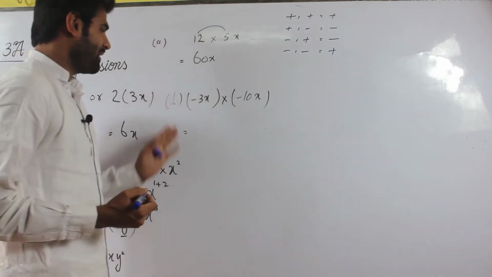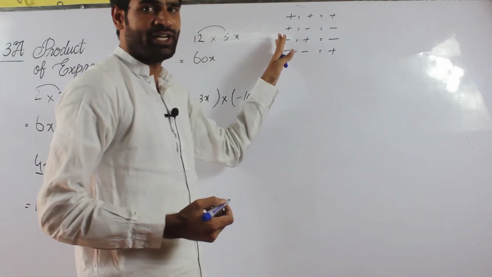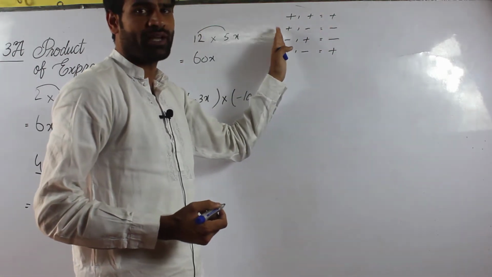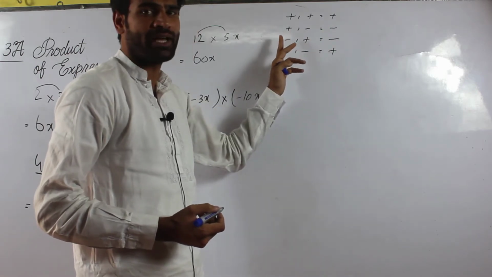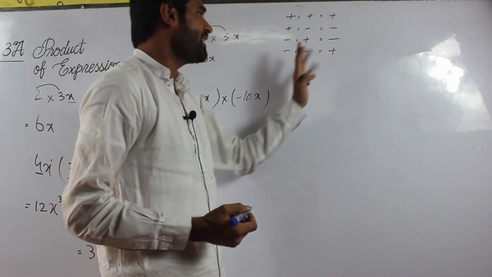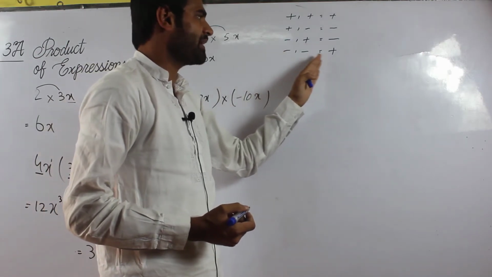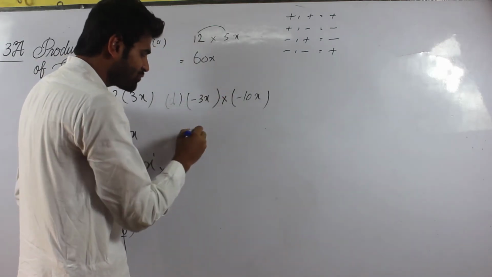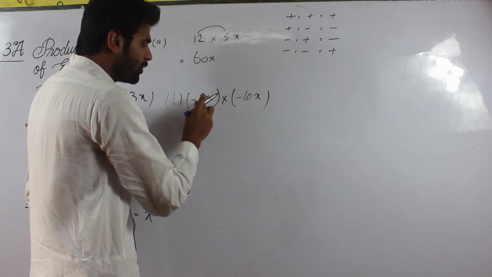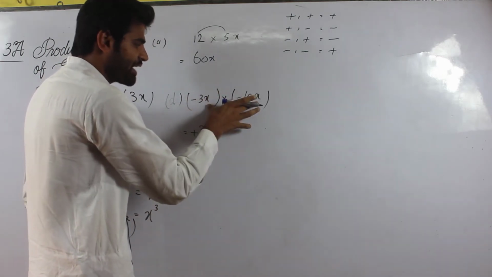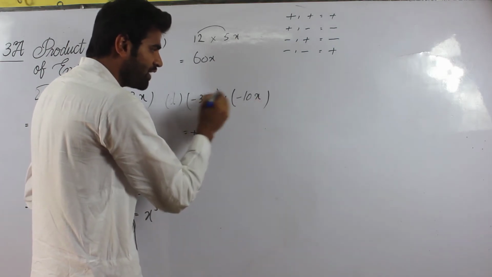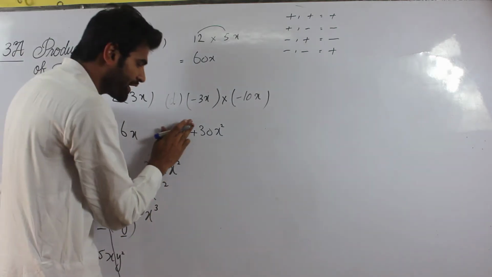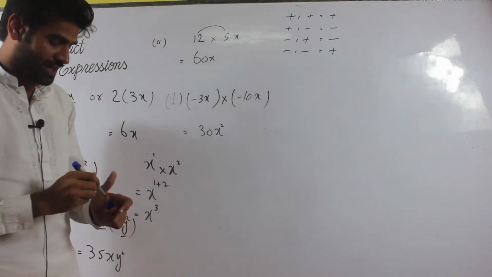Now I take part D. We know that when we multiply different signs, plus with plus we get positive sign, plus with negative we get negative sign, negative with positive we get negative sign, and when both negative signs multiply, we get positive sign. Here first we multiply both signs, minus minus we get plus. Then we multiply their coefficients. 3 10s are 30, and the same variables x multiplied with x, its power is 1 and the other power is also 1, then x squared. And when we have a single term, we don't need to mention the positive sign here.